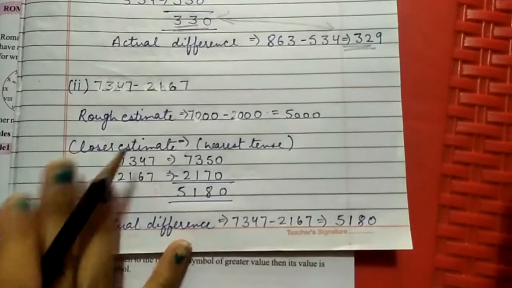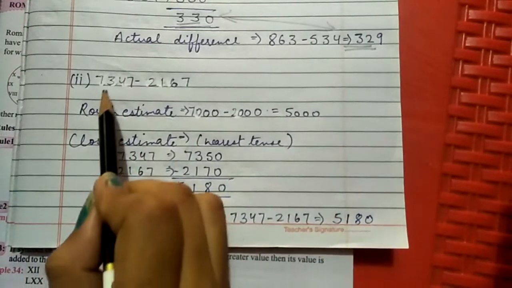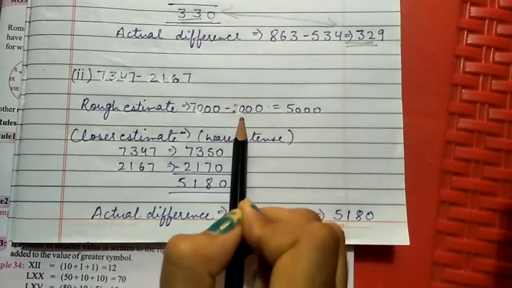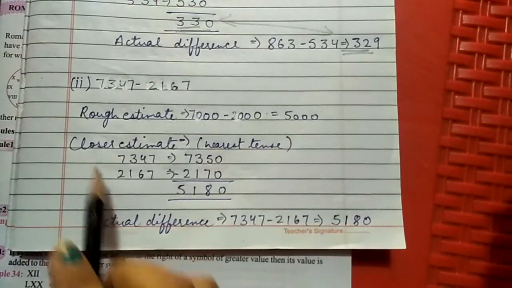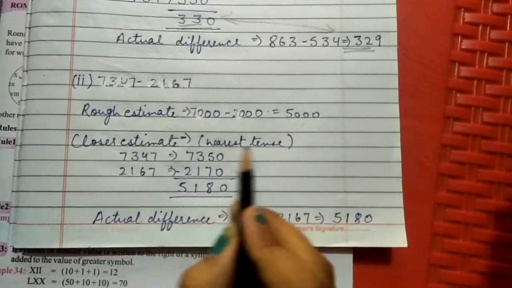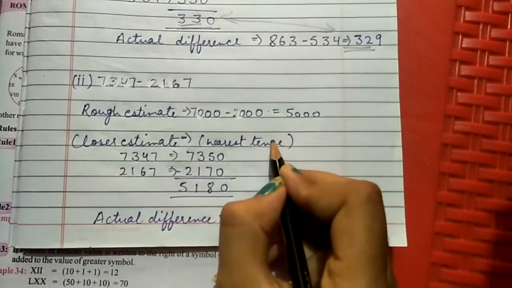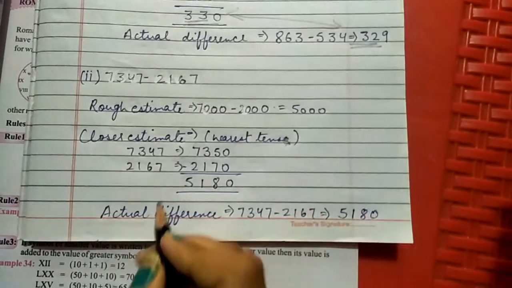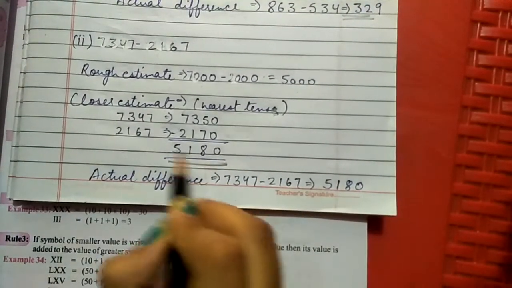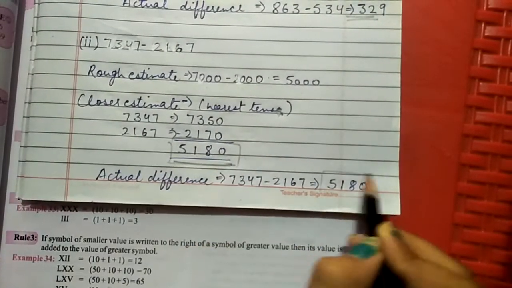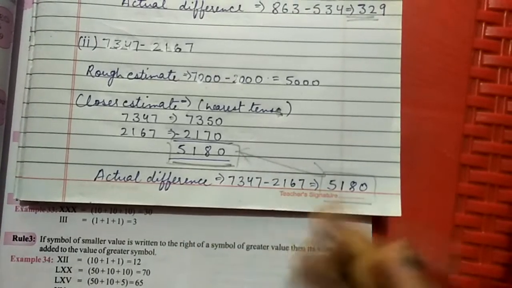Simply you can do this question also. In this also subtraction, this will become 7000, this will remain 2000, and the difference is 5000. Now the closer estimation of this is 5180 according to the nearest 10, and the actual difference is the same. Sometimes it comes out the same.